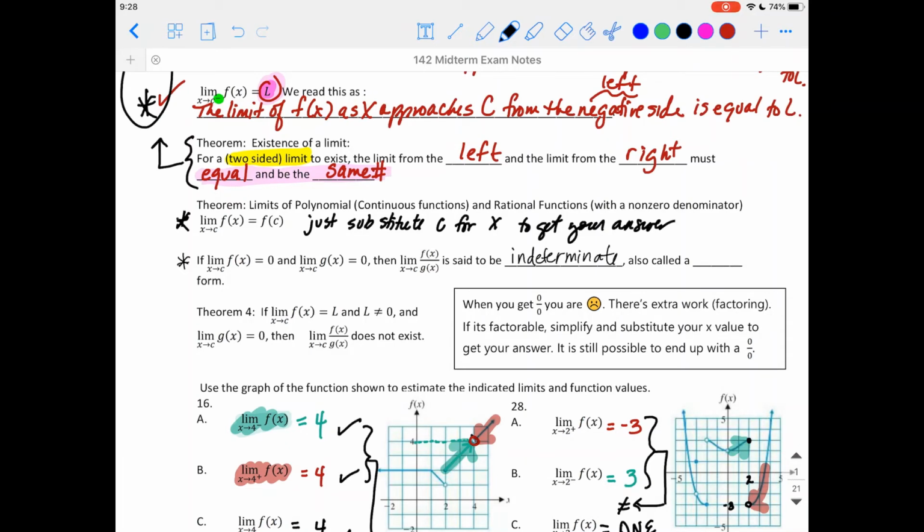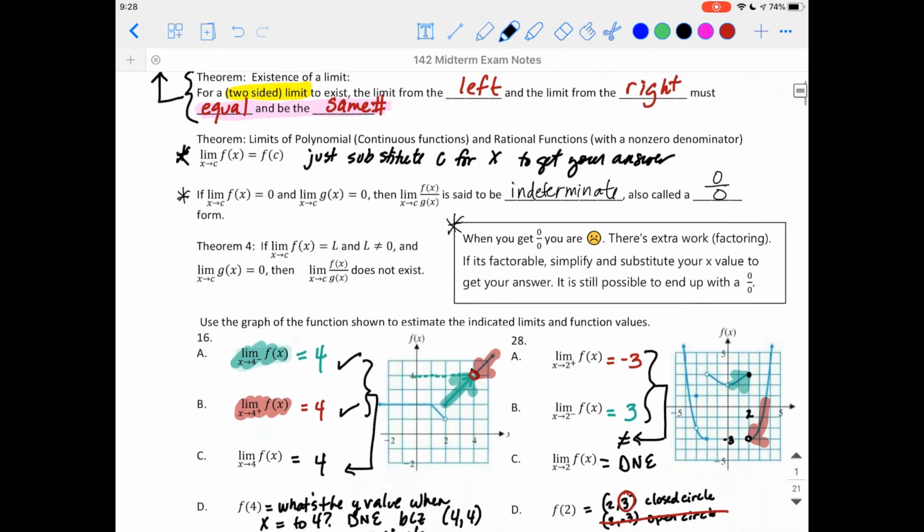It's also called a 0 divided by 0 form. So here's what I already put in the previous page. It says when you get a 0 divided by 0, you're kind of sad. There's extra work. And the key word here is factoring, if it's possible. So if it is factorable, simplify and substitute your x value to get your answer. And unfortunately, it's still possible to get 0 divided by 0, even again.